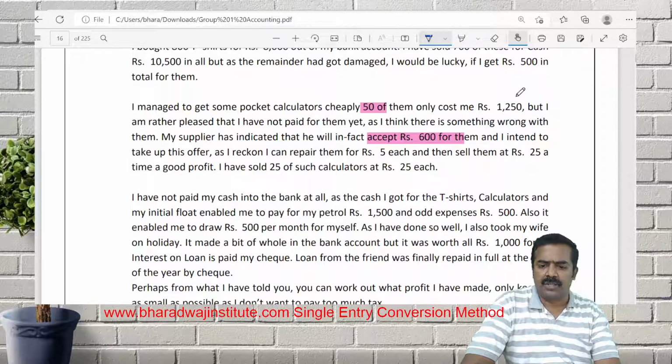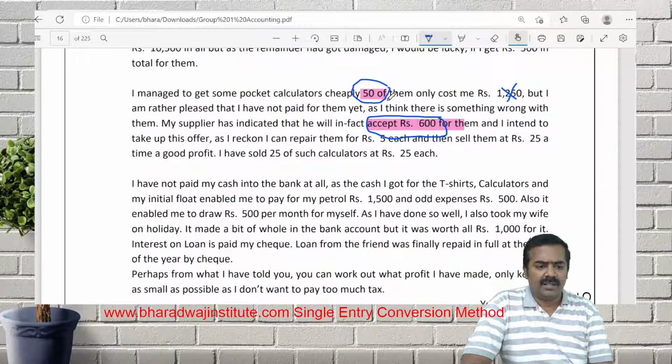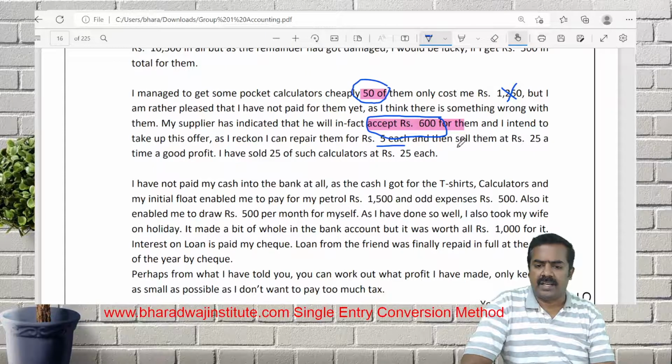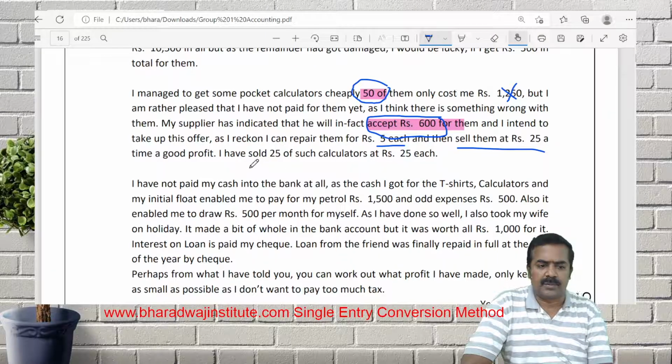Is it 1250? No, it is not 1250. Because there is damage, we negotiate for how much? 600 rupees. So for 50 calculators, the cost is not 1250. The cost is how much? 600. Then he can repair them for how much? 5 rupees, and he can sell them for 25 rupees. He can repair them for 5 rupees and sell them for 25 rupees.